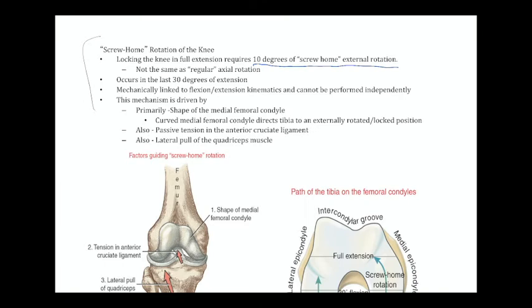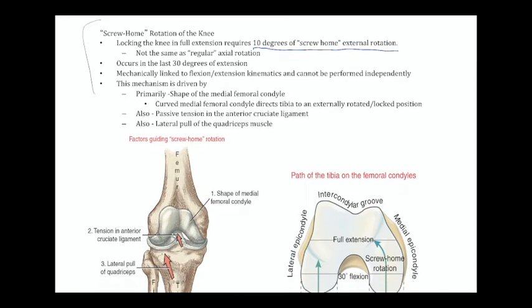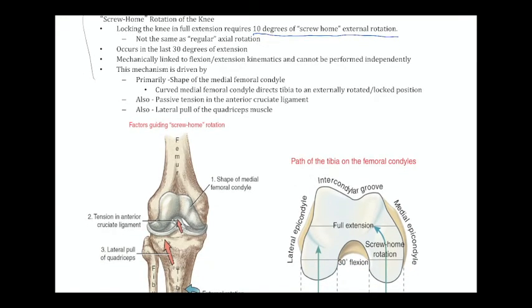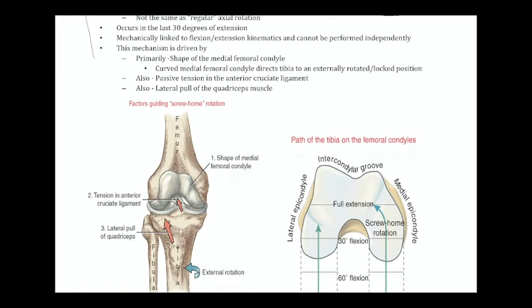So it's not the same as axial rotation. It occurs in the last 30 degrees of extension. It's mechanically linked to the flexion extension kinematics and cannot be performed independently. So you've got to be doing these movements, and it's guided mostly by the shape of the condyles.